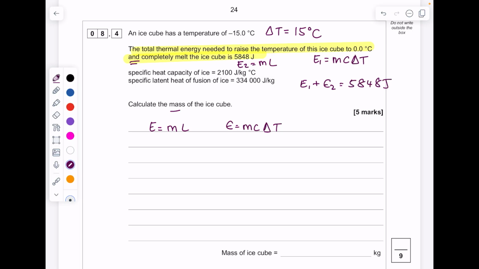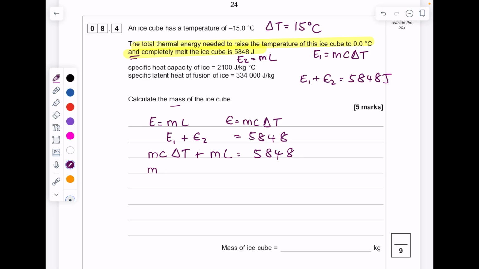You're going to have to be so careful there. So I'm just going to rewrite that here. Then I'm going to sub in what E1 equaled, which was mc delta T. And then E2 equaled ml.